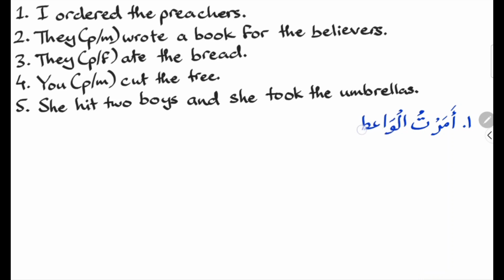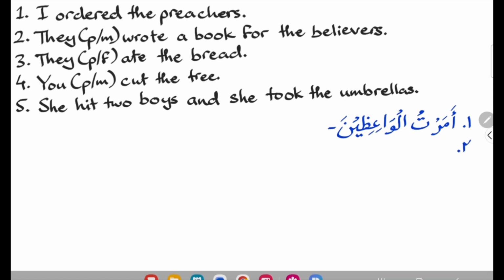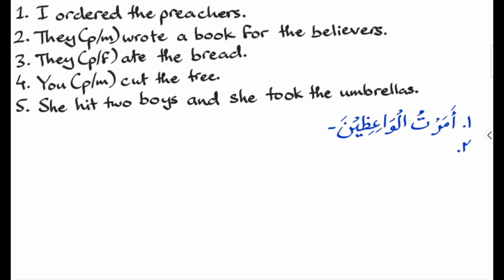Amartu al-wa'idhina. I ordered the preachers. Number 2 is they, plural male, wrote a book for the believers. Here the fa'il is right, which is kataba. You want to bring kataba from they, plural male, wrote. Al-fi'l al-madi, and jama' mudhakkar ghaib, fa'alu. So kataba on the wazn of fa'alu is katabu. Katabu. Wrote a book. That's the maf'ul.